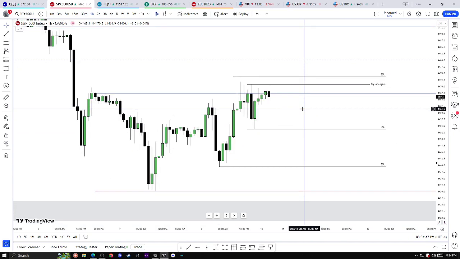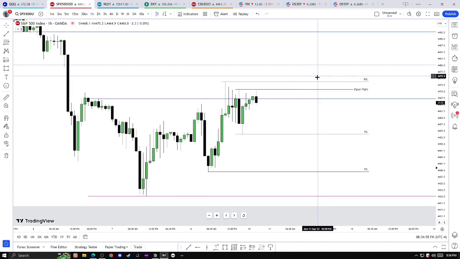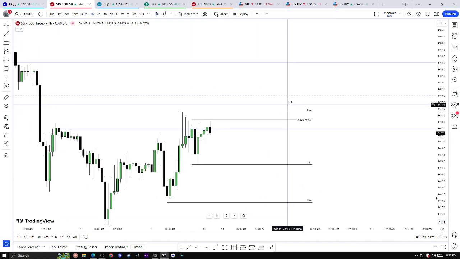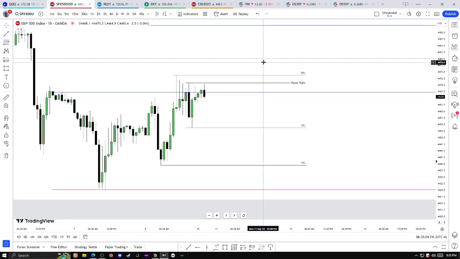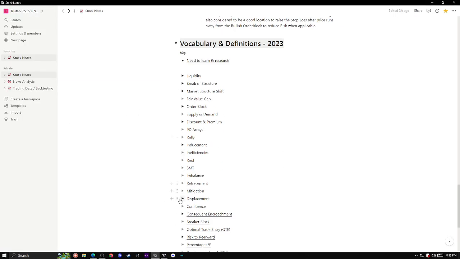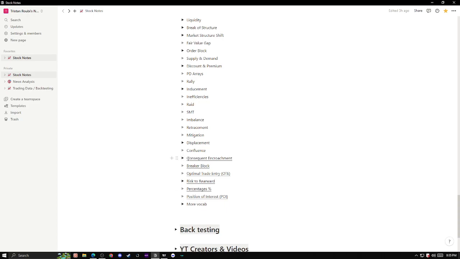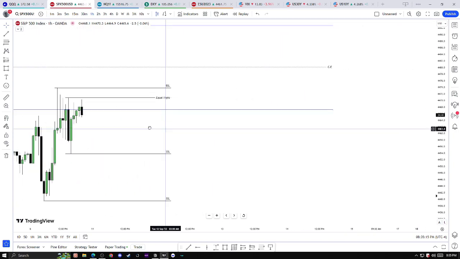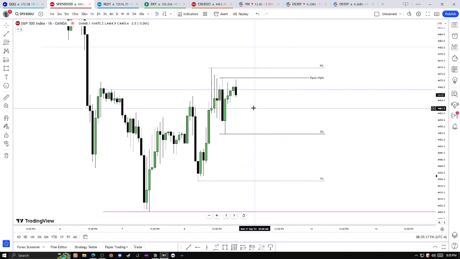So mark my words. I'm pretty confident that tomorrow we get a push higher above these equal highs and this buy side. We take out this buy side, either take out this buy side and encroachment or something. I forgot the name. It's always so hard. I can look at my notes real quick. It's like CE. Where is it? Consequent encroachment. That's what it is. That's such a hard word.